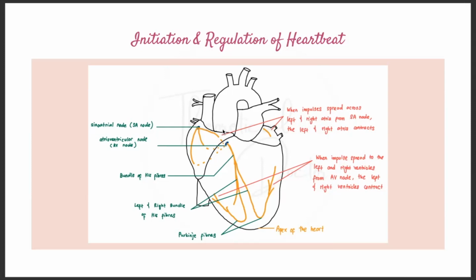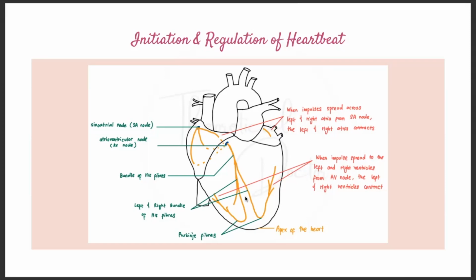From the right atrium, the electrical impulse moves down the left and right atria, causing them to contract and forcing blood from the atria into the ventricles. From both atria, the impulse then moves to the atrioventricular node here, the AV node, and from the AV node, the electrical impulse moves to the bundle of His fibers in the interventricular septum and to the right and left bundle branches here. So this is the right, this is the left bundle branches.